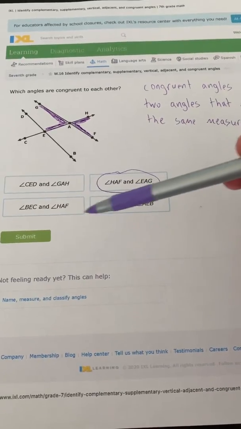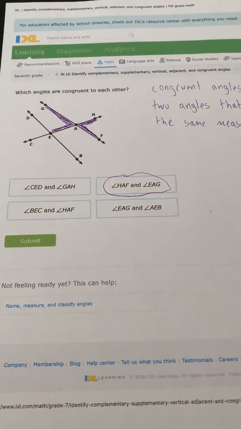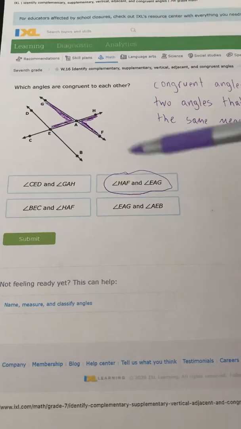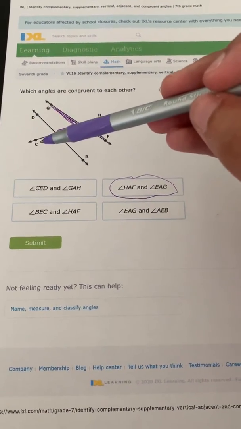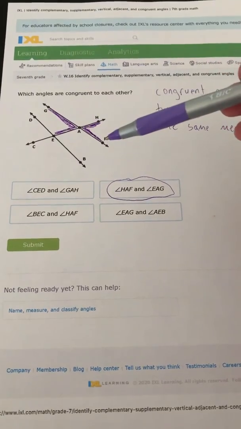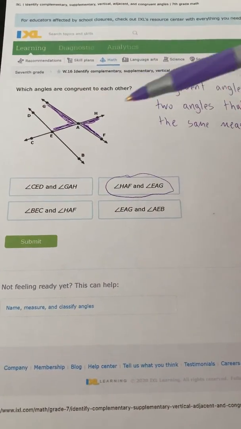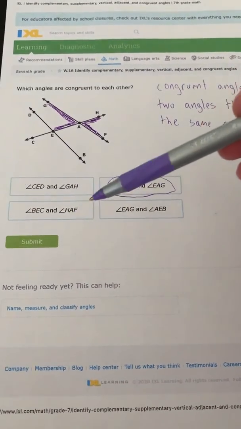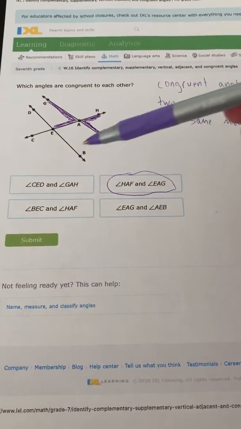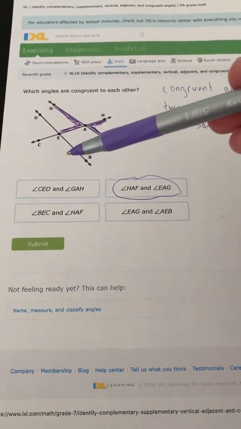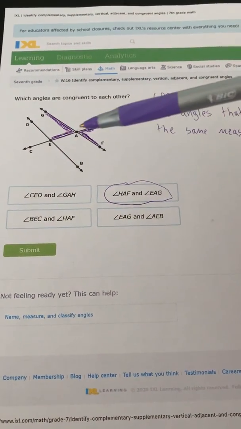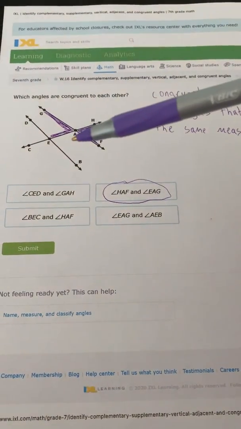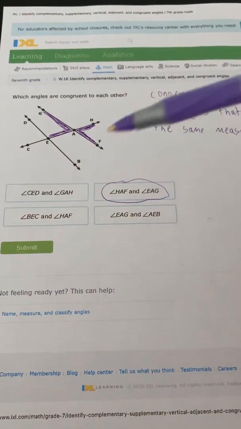But let's just see why these two are wrong, because you're gonna have some problems that are gonna be like select all that apply. So you got to go through all of them. Angle BEC and angle HAF. Well, they're not across from each other, so they're not the same. And I can just tell this is an acute angle, and that looks like an obtuse angle, so they definitely can't be the same. Angle EAG and angle AEB, same thing.